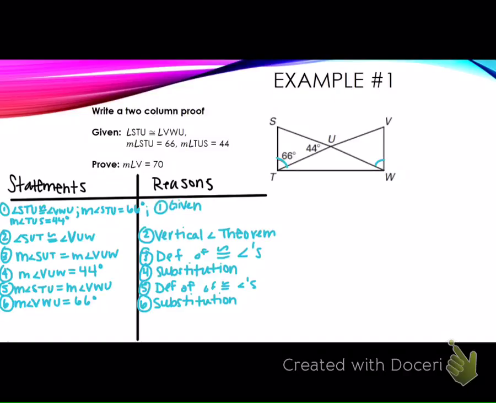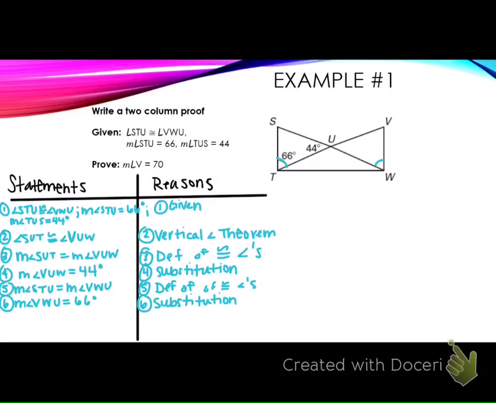I then said, well, if these two things are the same and STU is 66, that means that VWU also has to be 66. We also looked at the fact that there are vertical angles here. We said SUT and VUW are vertical angles, which means they are congruent. Again, before we can do substitution, we have to switch it to equals. So we did that. And then we said, well, if SUT, or TUS, same thing, is 44 degrees, then that has to be 44 degrees.